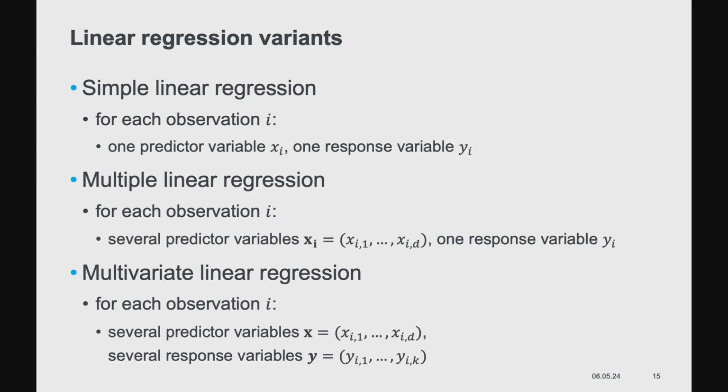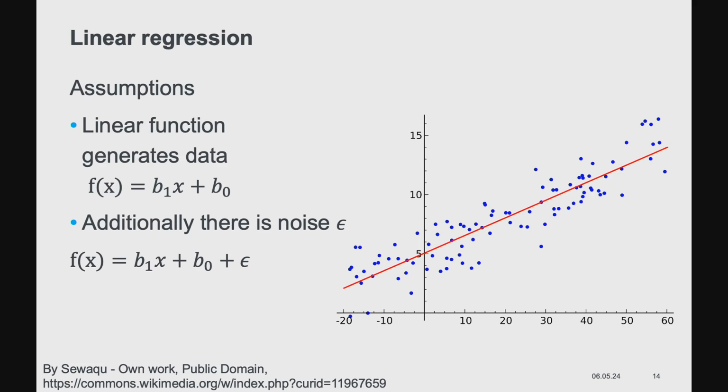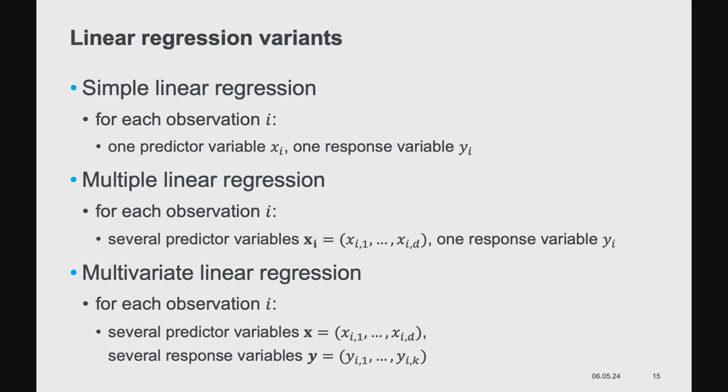Now, for this key principle that I have such a generating function, there are variations. The variations are about going from few dimensions, like here I had just one predictor variable, that's my x, and one response variable, that's my y or f of x. One-dimensional input, one-dimensional output. That is simple linear regression. And this is, of course, terminology you need to know.